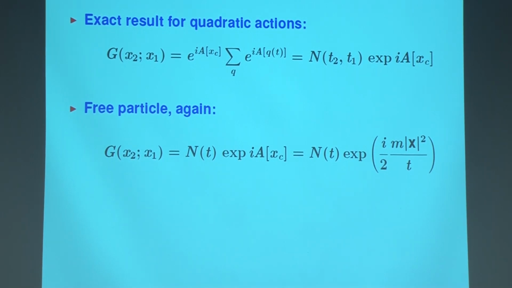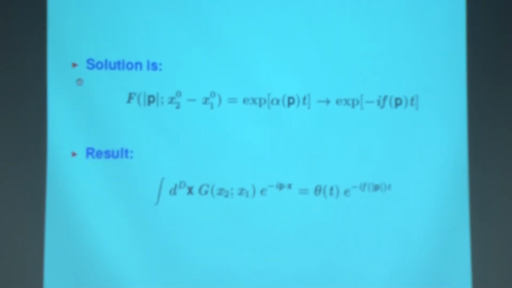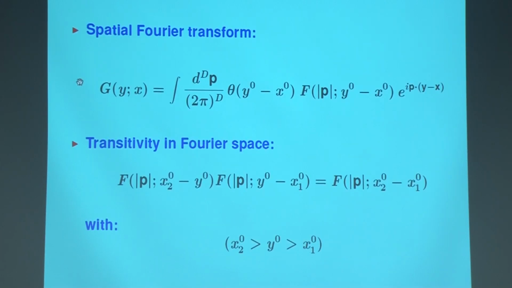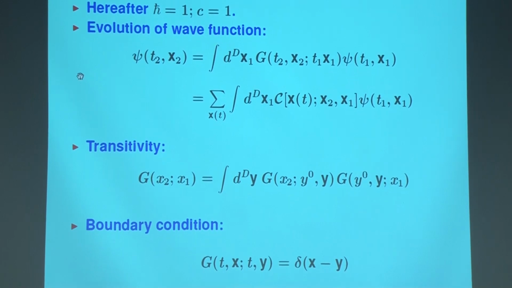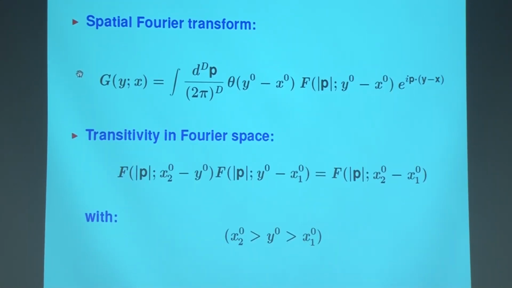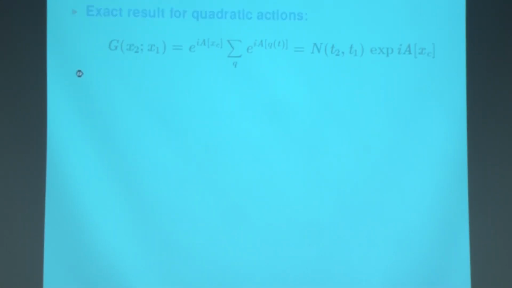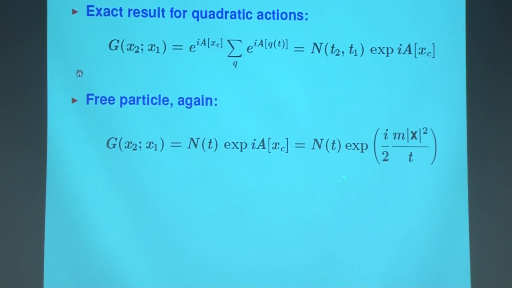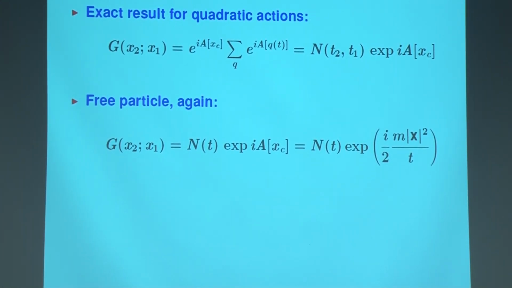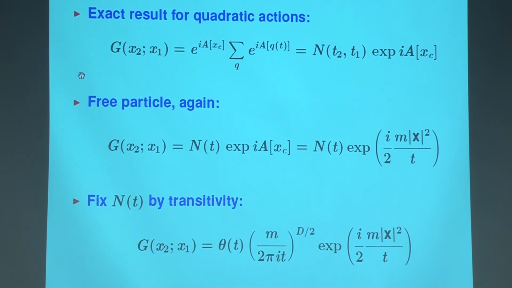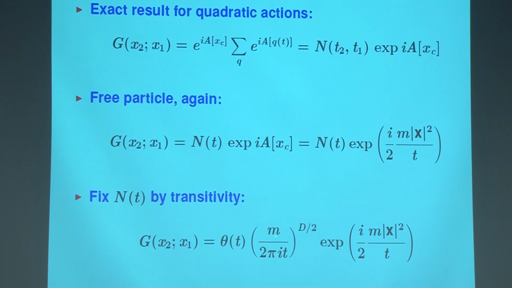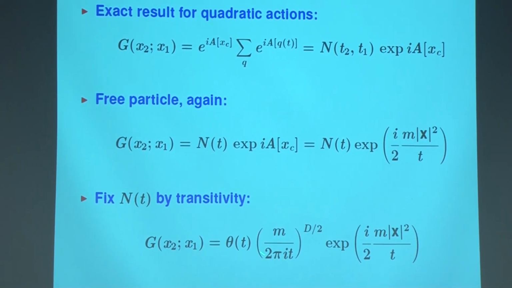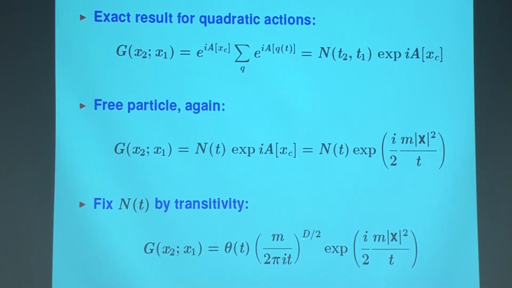That is where the transitivity kicks in. We sort of said that the action, the propagator has to satisfy this transitivity condition. You use that in this form, and you will find that the action is naturally transitive, but it will give you a condition on this n. You put that thing in, and if you work out the integral, you will find that this n of t is m divided by 2 pi i t to the power d by 2, in d spatial dimensions.